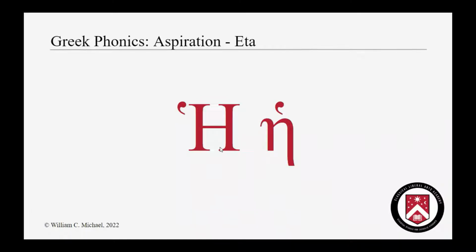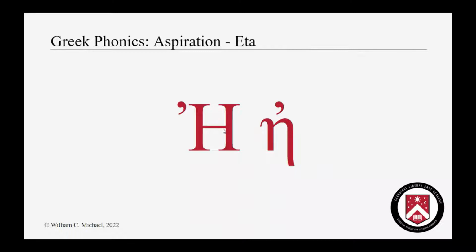Here we see the uppercase vowel eta, and we see that rough breathing is noted with the aspiration mark. So this will be read as he. Likewise, the lowercase eta is also read he, with the aspiration mark above the lowercase vowel.